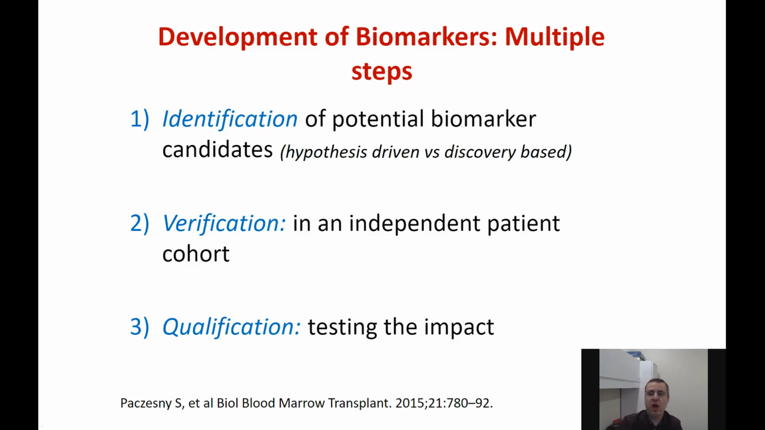Now, in the development of a biomarker, there are multiple steps involved. The first step is the identification of potential biomarker candidates. The identification phase is usually performed in a small cohort of patients, maybe 40 to 50 patients, where a potential biomarker is identified that correlates with a specific type of clinical manifestation. This is verified in a larger independent cohort. And finally, the qualification phase tests the impact in a large population, usually multi-center.